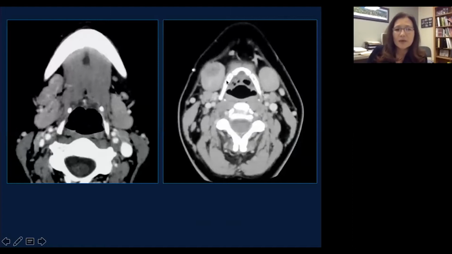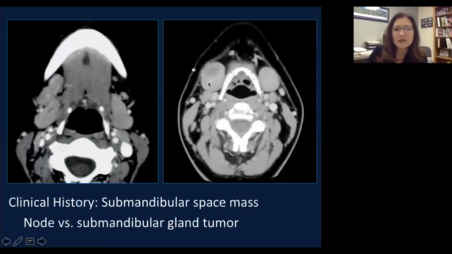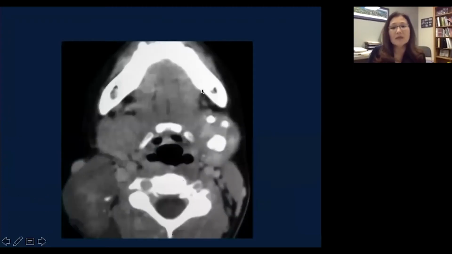As compared to the cases here, there is an intrinsic mass within the submandibular gland. This is important for us to tell the surgeon or clinician, because when they feel the neck mass, they cannot tell whether it's a submandibular gland lymph node or an intrinsic submandibular gland mass. So this is a case of a submandibular gland lymph node, as compared to this, which is a benign mixed tumor in the submandibular gland.